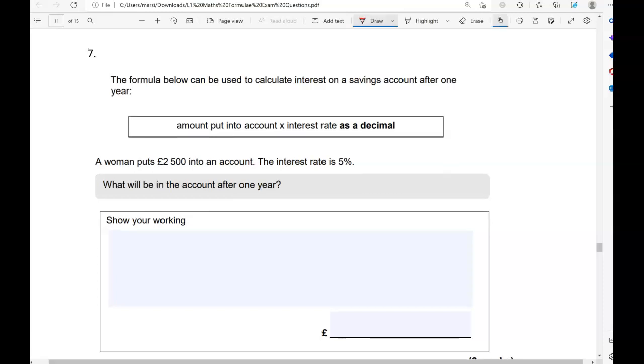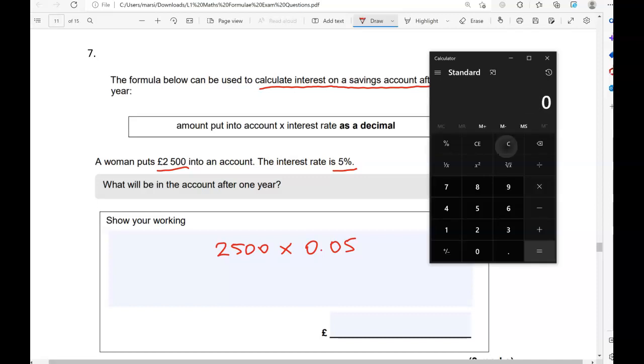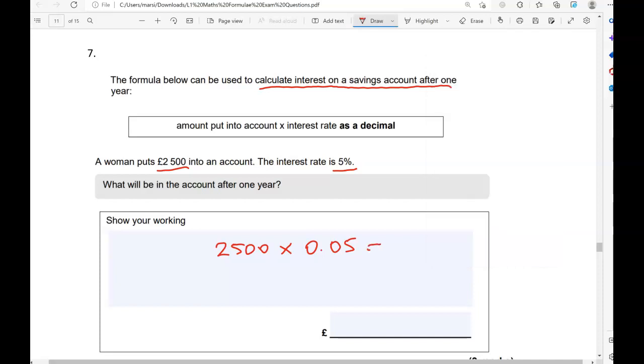Show your working. So to calculate the interest on the savings account, we will multiply the amount put into the account, which is £2,500, by the interest rate as a decimal. That is 5%, that is 0.05 as a decimal. Remember, 5%, 5 pence. So 2,500 times 0.05 gives us £125. Question is, what will be in the account after 1 year?